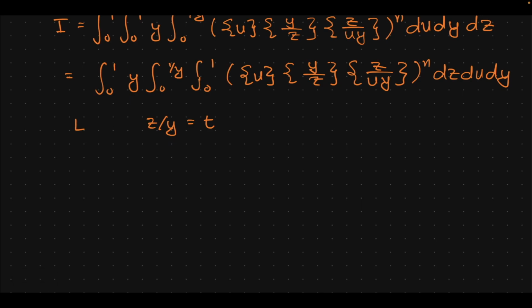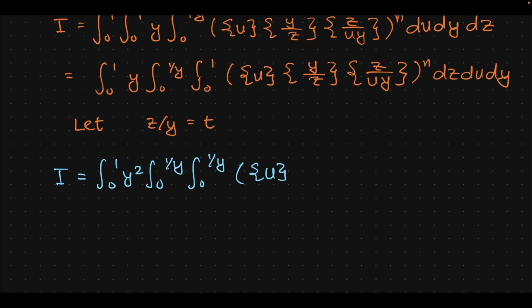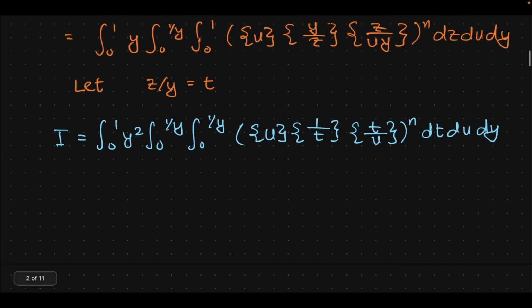Now let's introduce this substitution and also change the color. So we have y squared, 1 over y, 1 over y, one over t, over u to the n, dt du dy. So that's basically changing z and making it a variable of t.